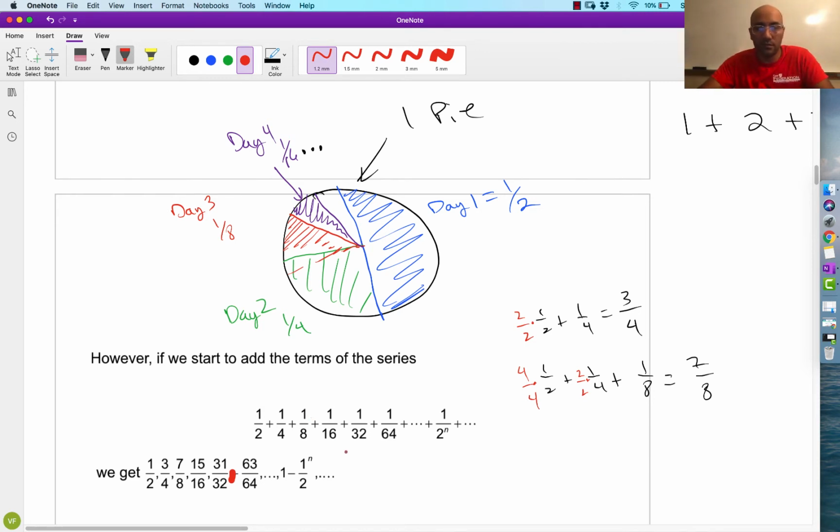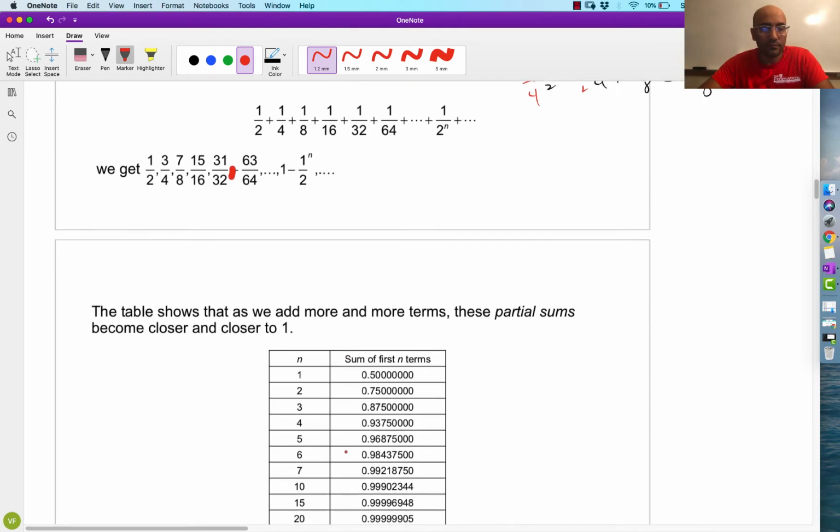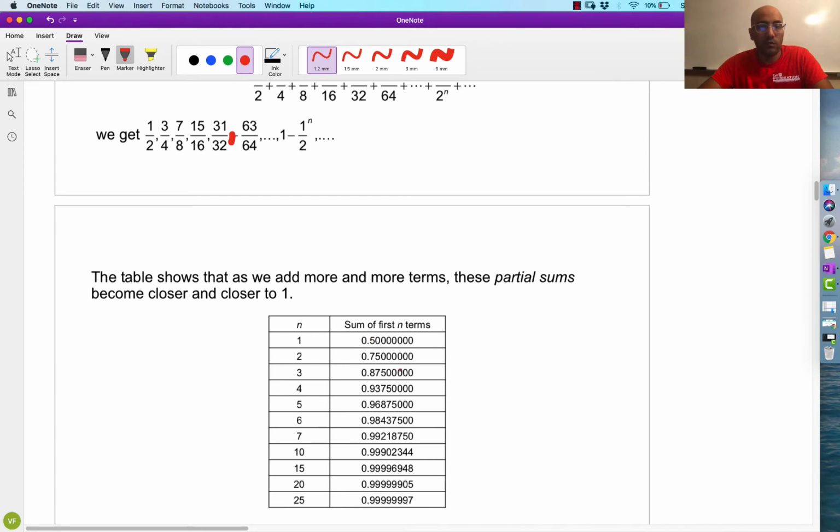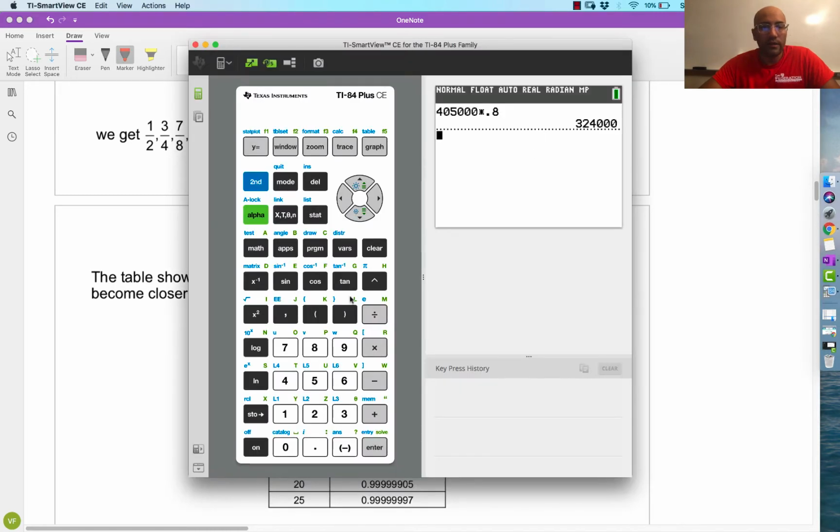So let's see this table here. This table adds up the first, it shows the summation of all of these, the first n values. Okay, so let's repeat that. Let's recreate this table here. All right, let's just use our calculator to recreate this table a little bit here.